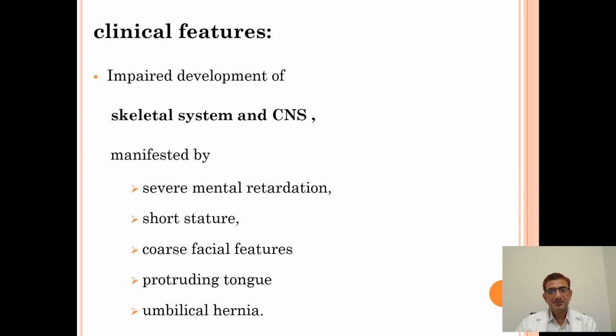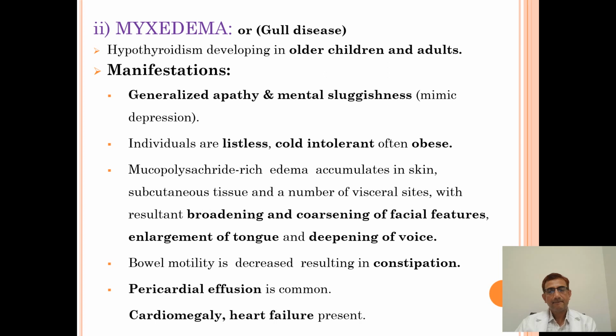Clinical features include impaired development of the skeletal system and CNS, manifested by severe mental retardation, short stature, coarse facial features, protruding tongue, and umbilical hernia. Myxedema or Gull disease is hypothyroidism developing in older children and adults. Manifestations include generalized apathy and mental sluggishness. Individuals are listless, cold intolerant, often obese.